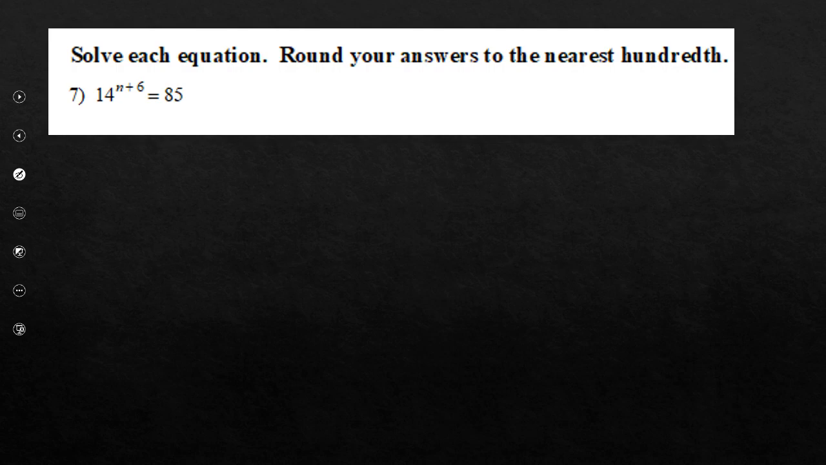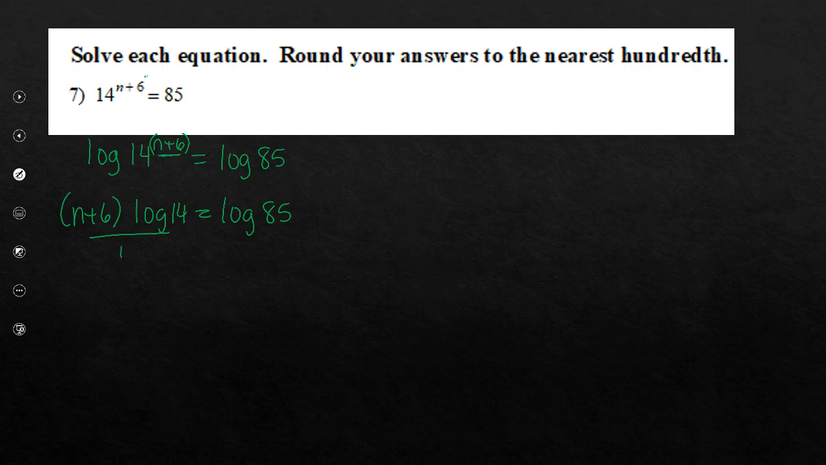14 to the power of n plus 6, extra little chunk there, equals 85. There's no way to make 14 and 85 have the same base. So I'm going to do log of 14 to the power of n plus 6 equals log of 85. Okay, remember, power property, that whole thing, the n plus 6 is all going to be multiplied. So n plus 6 multiplied by log of 14 equals log of 85. You'll notice I kept that exponent in parentheses. Those two are all married together right now.